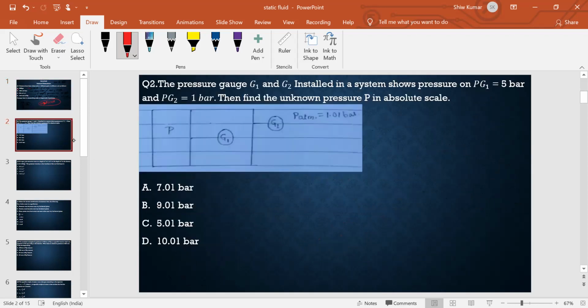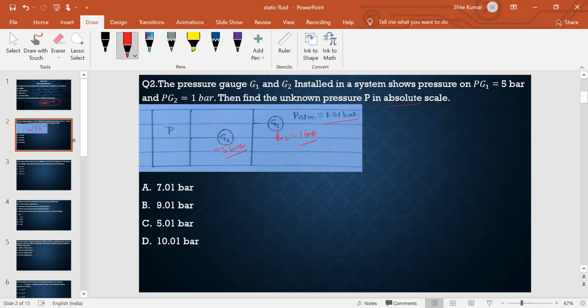Next, we'll move to question number 2. It is given that the pressure gauges G1 and G2 installed in a system show pressures PG1, which is given here as 5 bar, the pressure at this point, and PG2, which is 1 bar. The atmospheric pressure is 1.01 bar. Then find the unknown pressure P on an absolute scale.